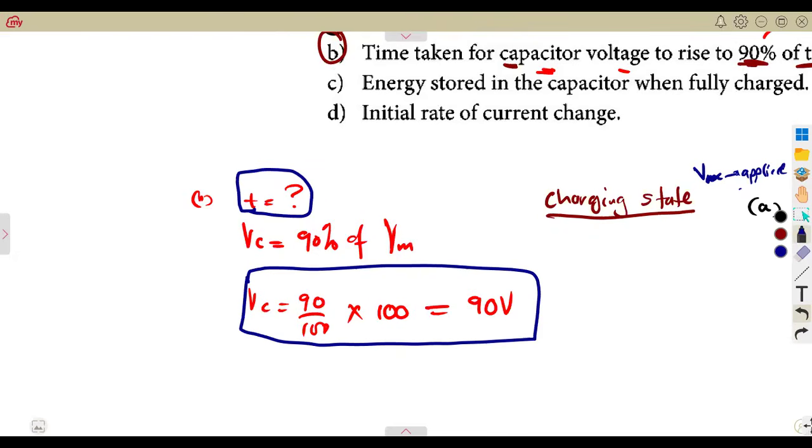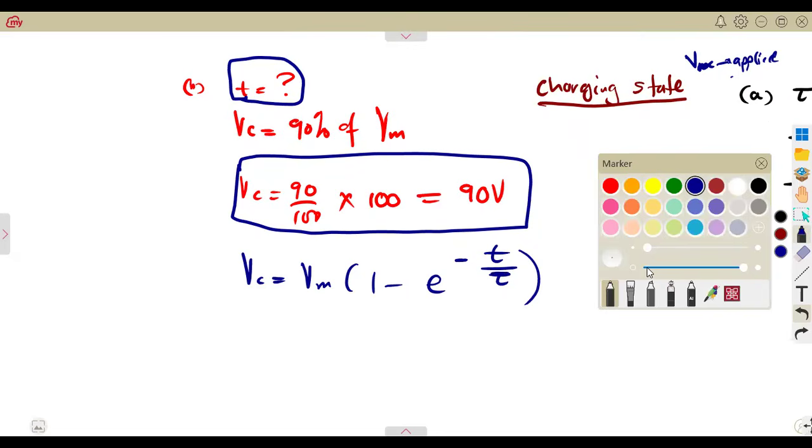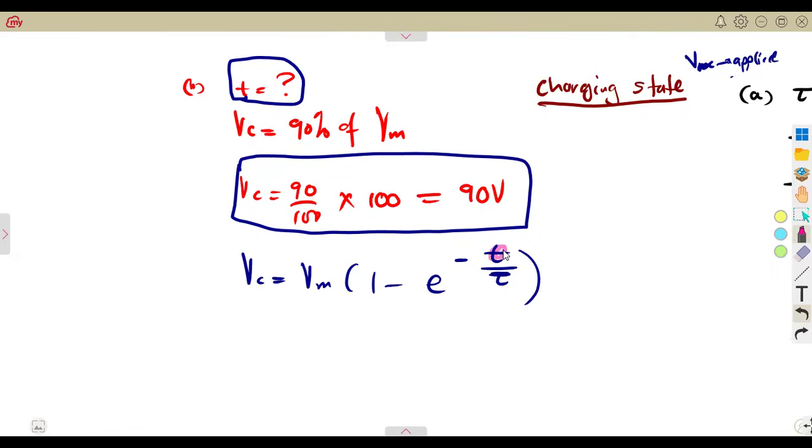What is the formula for VC? On a charging state, we saw that VC is equal to VM into bracket 1 minus e to the exponent of minus t over tau. So this whole part is in a bracket. So we can substitute whatever you're given so that we can calculate our t. This is the one that we need to calculate the time. Remember, our question is on the time. Calculate the time. That is the question.